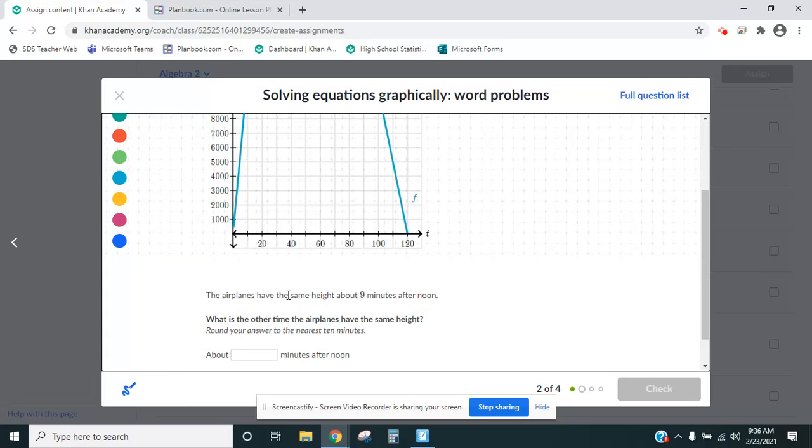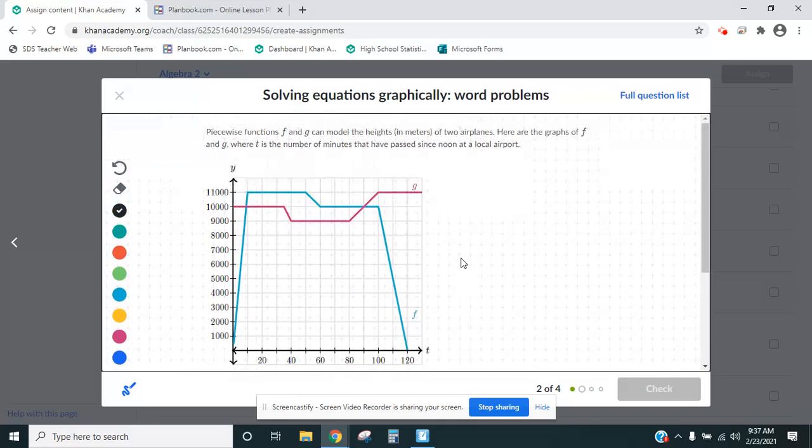The airplanes have the same height about 9 minutes after noon. They have the same height. They're talking about this spot right there, right? That's where the two curves intersect.